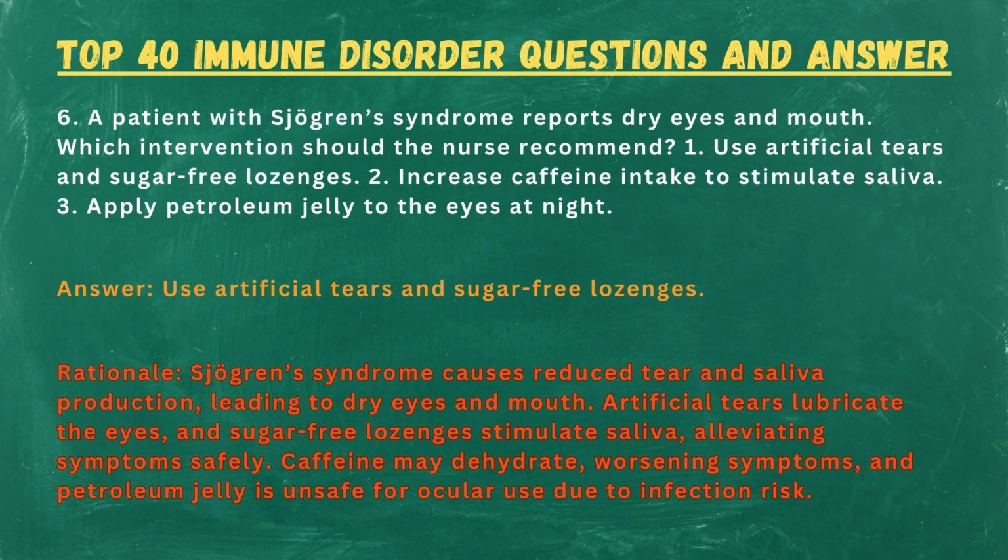Rationale. Sjogren's syndrome causes reduced tear and saliva production, leading to dry eyes and mouth. Artificial tears lubricate the eyes, and sugar-free lozenges stimulate saliva, alleviating symptoms safely. Caffeine may dehydrate, worsening symptoms, and petroleum jelly is unsafe for ocular use due to infection risk.